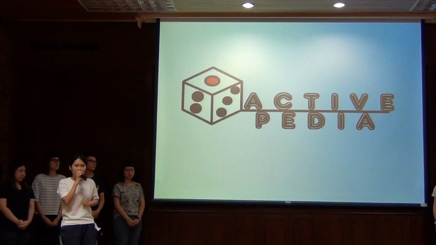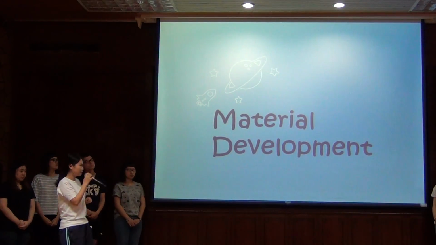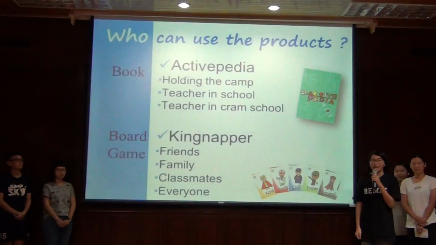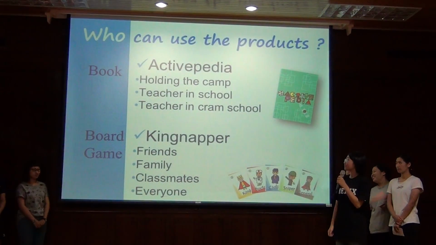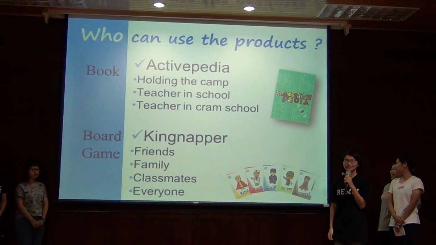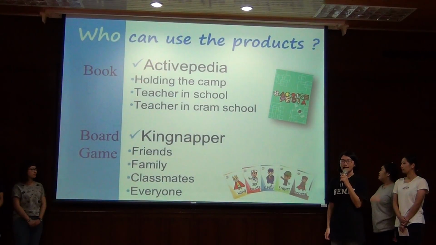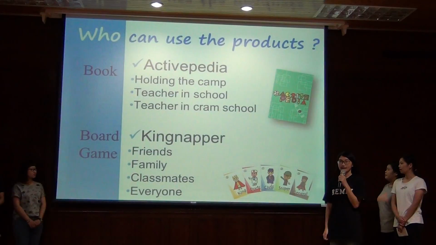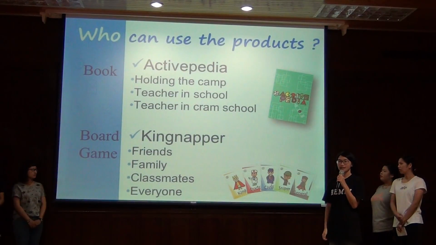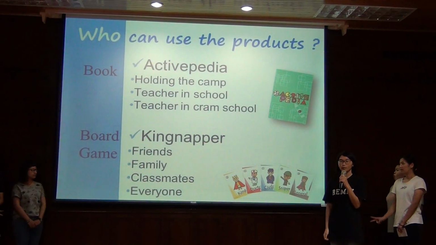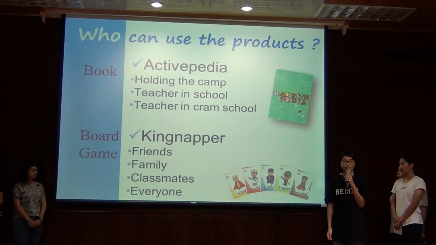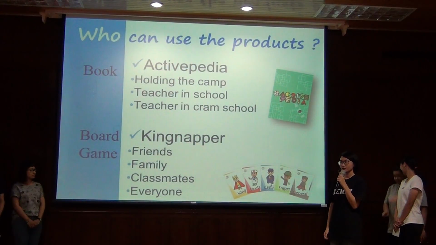Now, Rose will talk about material development. We have 2 products. First is Actipedia, second is program. Who can use our products? Actipedia is for people holding the camp and teachers in school or in class. Program can be played with friends, family, classmates, and everyone.